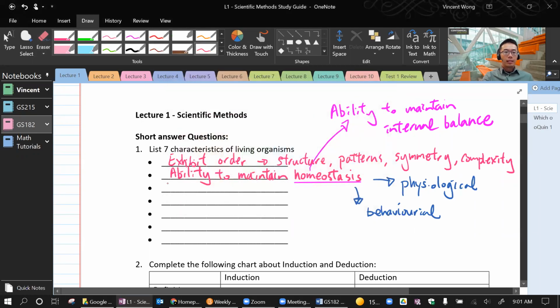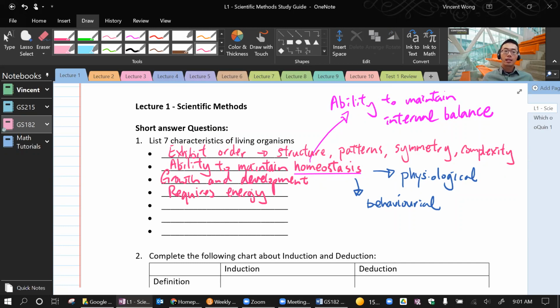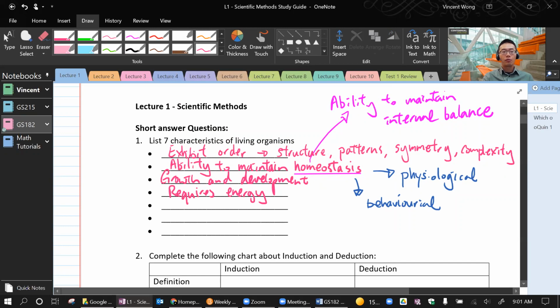Another characteristic of living things: growth and development. This one is pretty self-explanatory. We grow, right? We were much smaller when we were babies, and now we are quite big. Next one, requires energy. Humans and animals have to consume food to get energy. Plants use the sunlight as the source of energy. They do photosynthesis, for example.